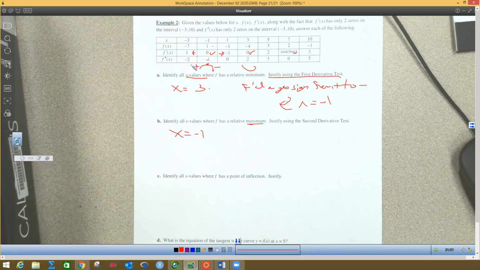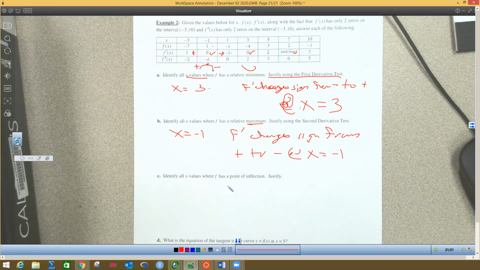Oops. I should have put that down here. My bad. Let's change this. Again, I did the max. F prime changes sign from positive to negative at x equals -1. Up here, f prime changes sign from negative to positive, because on this side we got a negative, that side a positive, and then we would say at x equals 3. So you can see it works both ways in the chart.